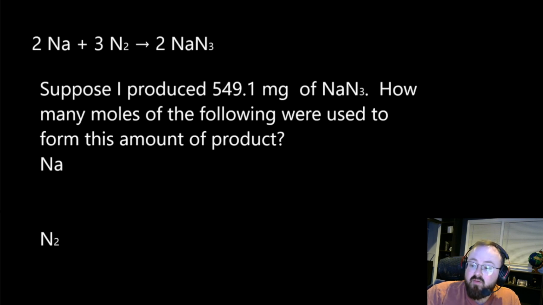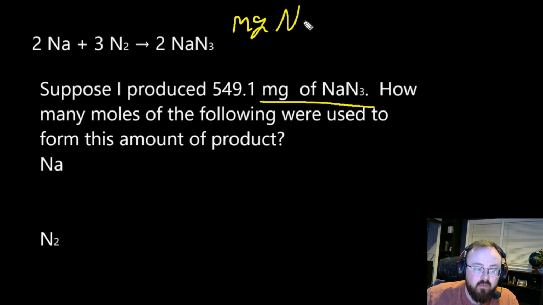Think about it again in terms of baking. If I want to make 10 cookies, how much butter, how much milk, how much of this do I need in order to create this amount of cookies? That's the same line of thinking here. So when we start here, we're going to start with our path, and we're starting with milligrams of NaN3. And that is our starting path. And we want to end up with moles of Na. That is our ending path, our ending goal.